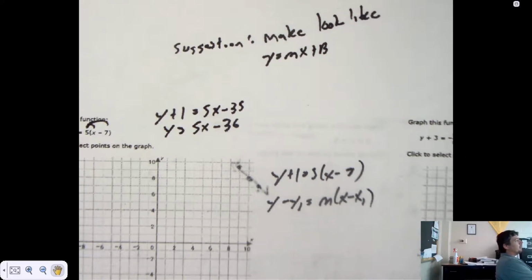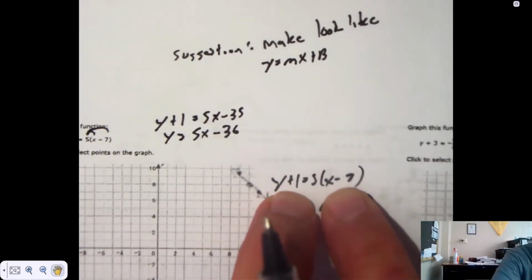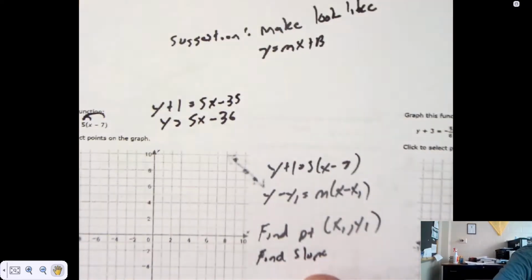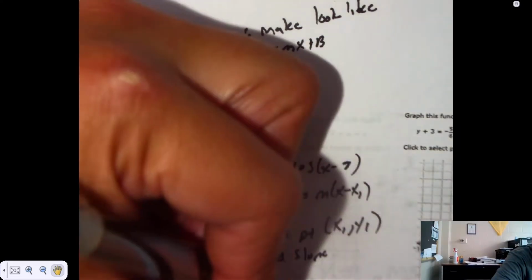That's how you graph this problem. If something is given to you in the form of point slope formula, you can find the point x1, y1, and obviously you can find the slope. Now you have to compare and contrast, and you have to understand certain things, but it's really not that hard.